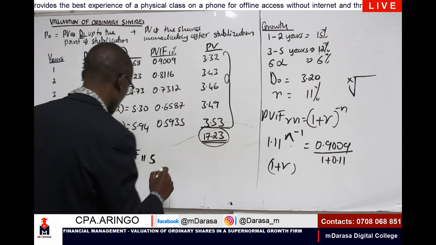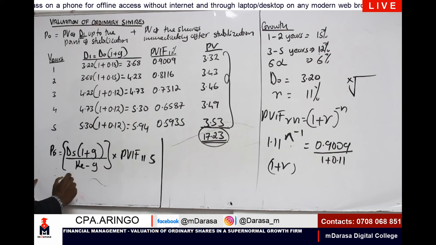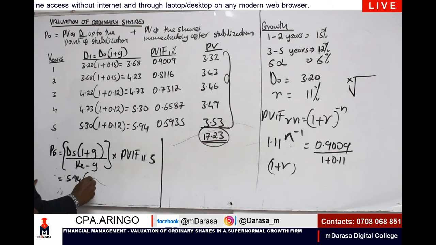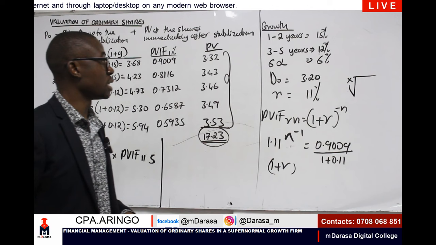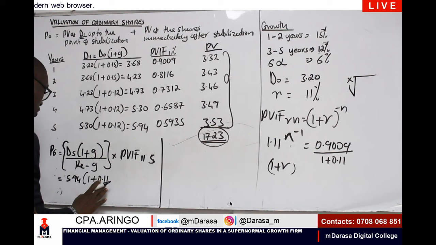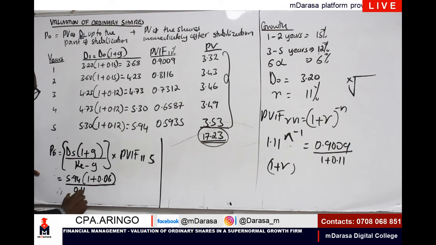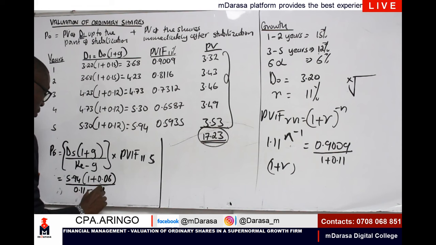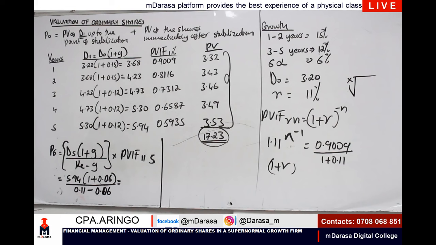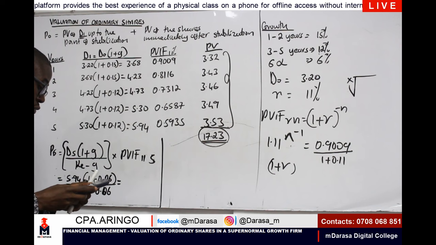So at this point, we should be talking of our D5, that is 5.94, into 1 plus g. Immediately after stabilization, you're talking of 6%, so I'll be having our 6% growth rate, 0.06, into our cost of equity, which is 0.11, minus our growth rate, 0.06. First of all, that should give us 1.06 times 5.94, and we divide by 0.11 minus 0.06 to give us 125.